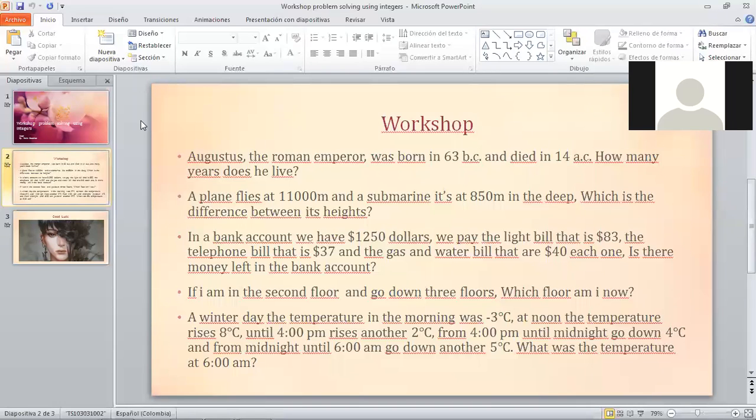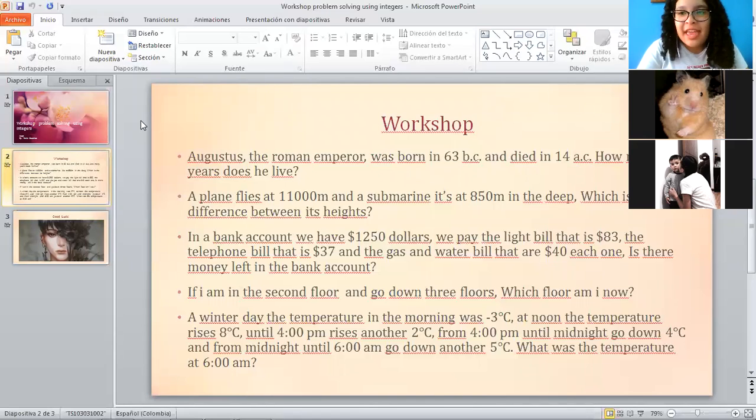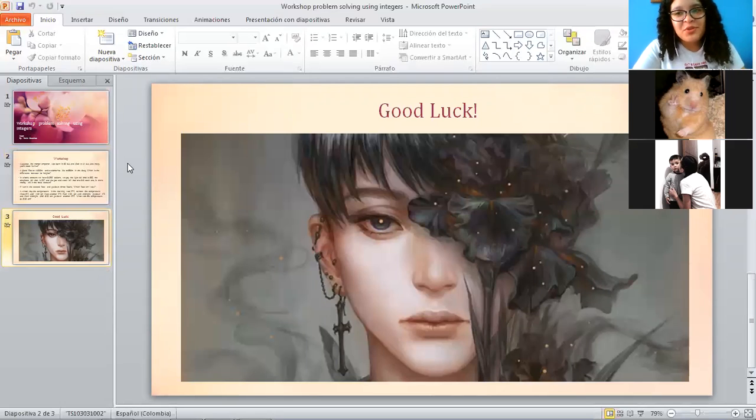Okay, guys, this is going to be all your exercises for today. And thank you so much for your attention. You're being so kind, and good luck, because you're going to need it. And a pair of new glasses or new eyes, I don't know.